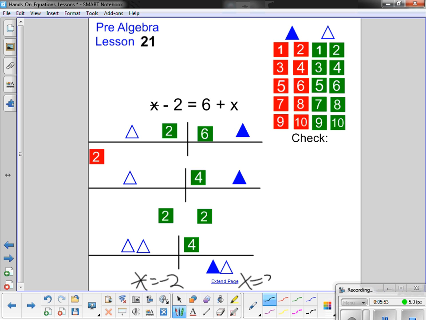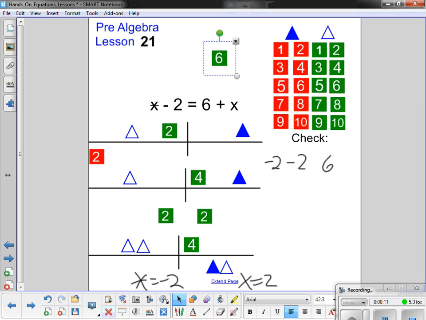X equals +2. So now if I go back to my original problem, I got a -2, subtract 2, and I've got 6 plus 2. Oh, I messed up this problem all the way from the beginning. That should have been a +6. Scratch it. This is a mess-up problem.